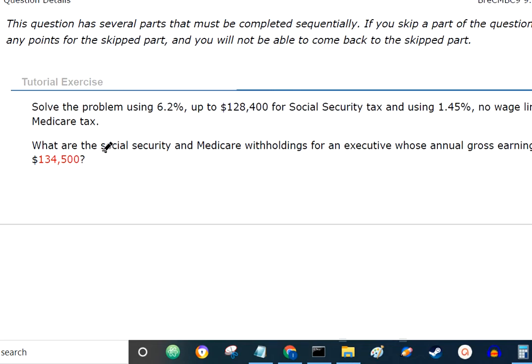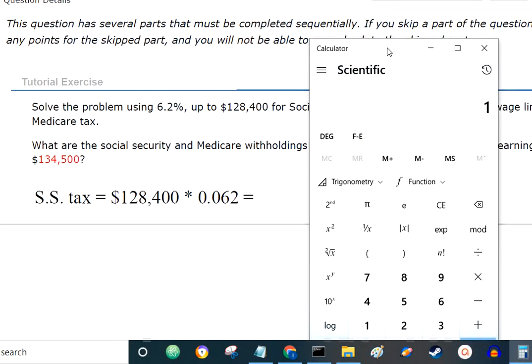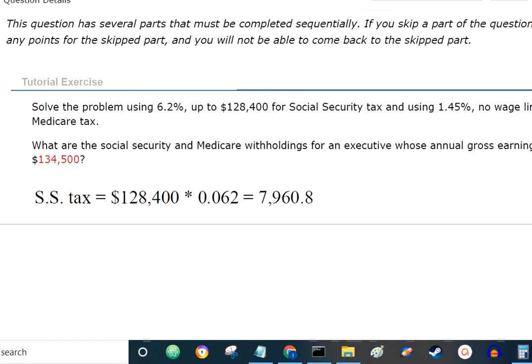What that means is that they don't get taxed this full amount by 6.2%. Instead, their Social Security tax is going to be just using the upper cutoff, $128,400. So if you multiply those, their Social Security tax is $7,960.80. Okay, don't use the full $134,000 for this one. And the Medicare tax, there is no cutoff.